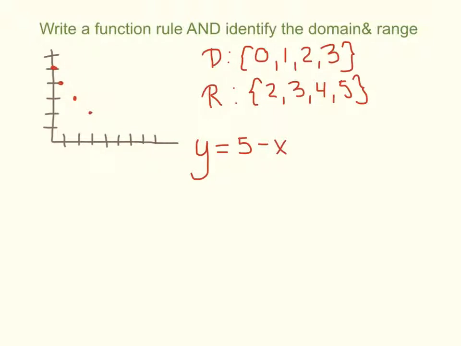And we could check that. So 5 minus 0 is 5. 5 minus 1 is 4. 5 minus 2 is 3. 5 minus 3 is 2. And those are the x and y values that we are getting.